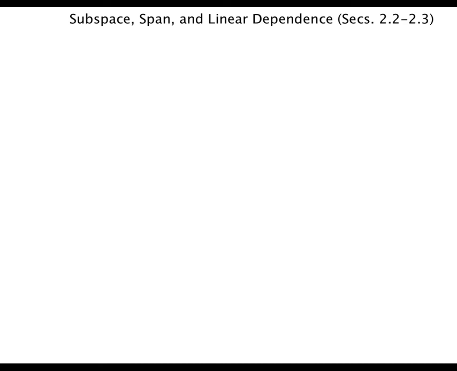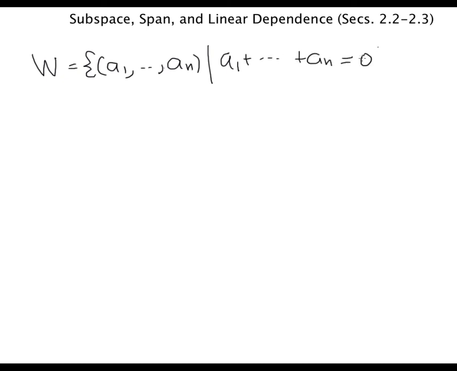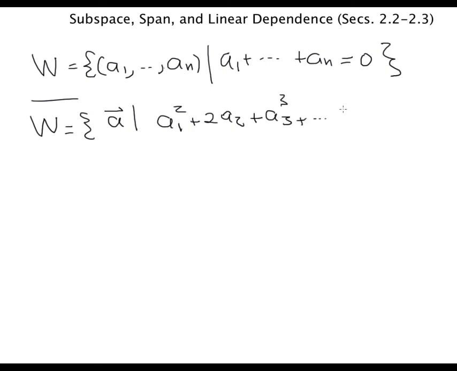So let's look at this example again. The first one I wrote down was W is the set of vectors a1 through an such that the sum was equal to 0. Well, what if I took a different equation? What if I tried to set W to be the set of vectors a such that a1 squared plus 2a2 plus a3 cubed plus dot dot dot whatever, an is equal to 0? Usually such a thing is not a subspace.